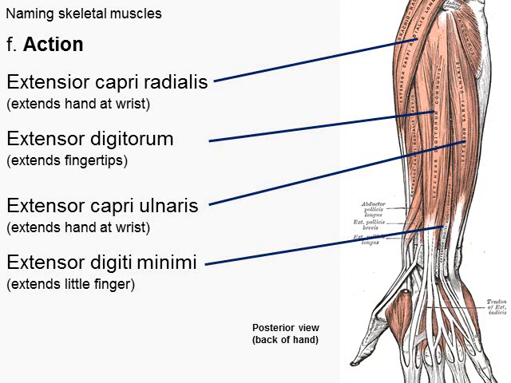We also name skeletal muscles according to action. There's the extensor carpi radialis, and it's going to extend. The extensor digitorum, think of digits as fingers, so it's going to extend the fingertips. The extensor carpi ulnaris is going to extend the hand at the wrist. And the extensor digiti minimi, think of digiti minimi, little finger, extends the little finger. When you're looking at these on a cadaver or a model, it's smart to find the tendon and then go upwards on the forearm. I find that easier myself.